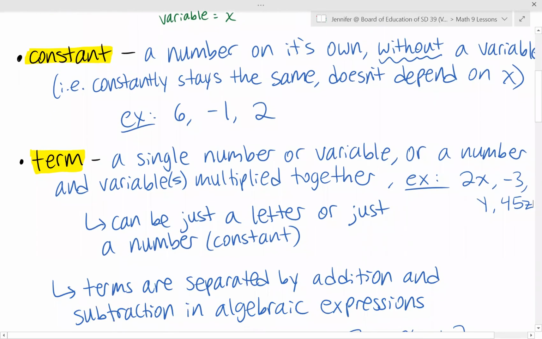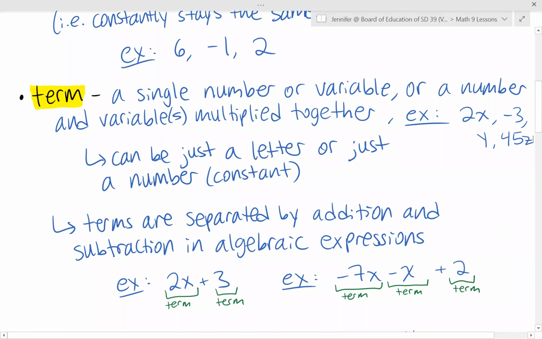Terms are separated by addition and subtraction in algebraic expressions. So this is an algebraic expression. We have 2 terms in it. We have 2x and we have 3. This is not considered one term because the addition symbol separates the 2 terms in this expression. So terms are always getting multiplied together, but when you have addition and subtraction, that's separating your terms.